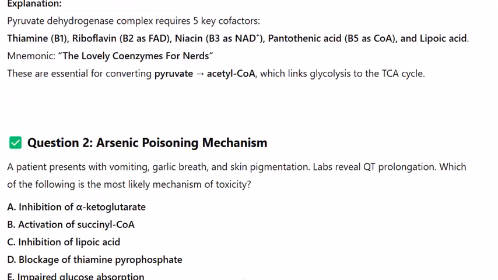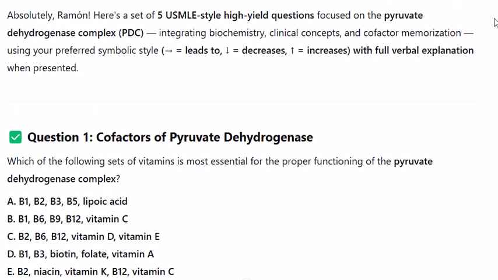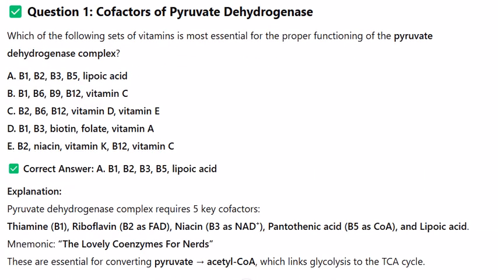Absolutely, Ramon. Here's a set of 5 USMLE-style high-yield questions focused on the pyruvate dehydrogenase complex, PDC, integrating biochemistry, clinical concepts, and cofactor memorization using your preferred symbolic style. Equals leads to, decreases, equals increases, with full verbal explanation when presented. Question 1. Cofactors of pyruvate dehydrogenase.